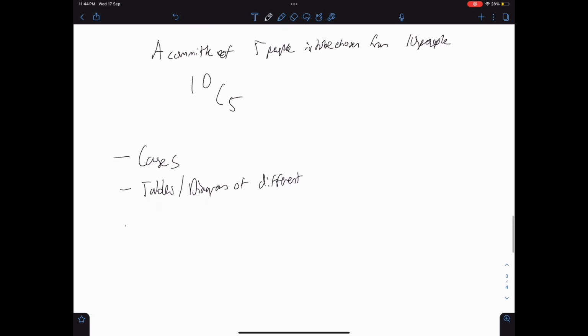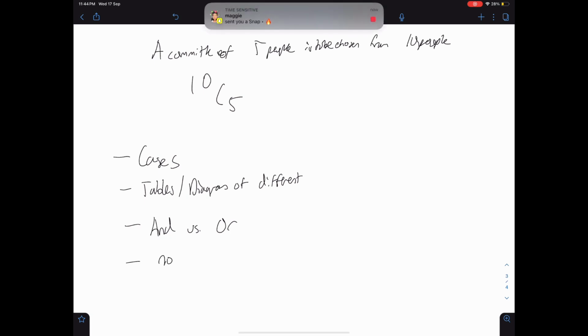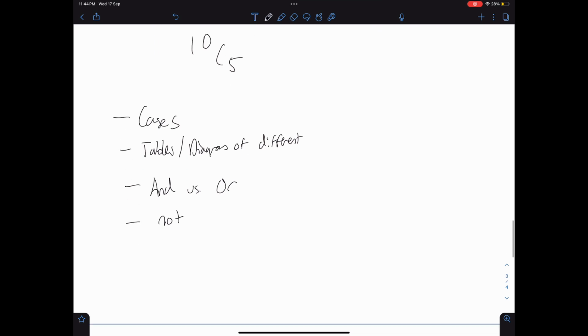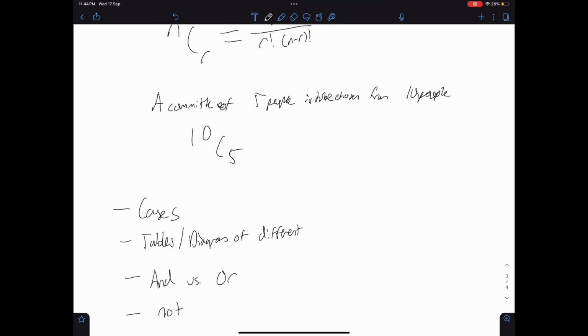And remember the "and" versus "or", and things like "not". Like, if we look at this committee, say 2 people refuse to be on the committee together, rather than trying to manually work out ways that they aren't on the committee together, what you could just do is: the total ways we could do it is 10 choose 5, and we'll just get rid of the ways they are on the committee together.